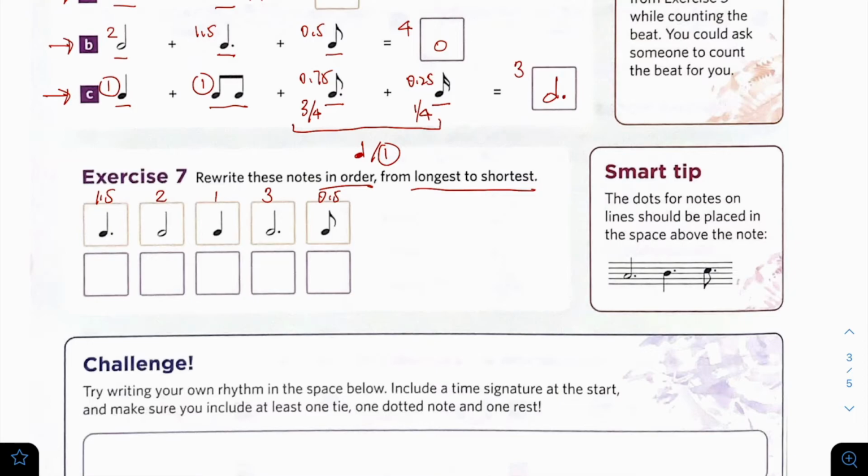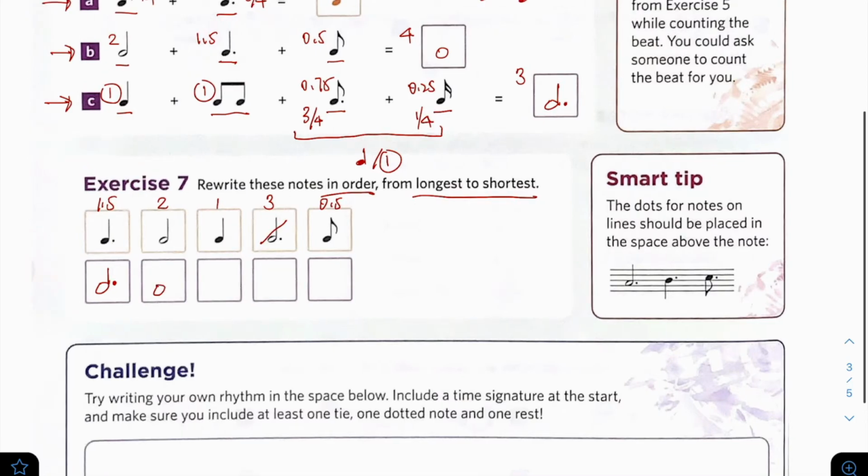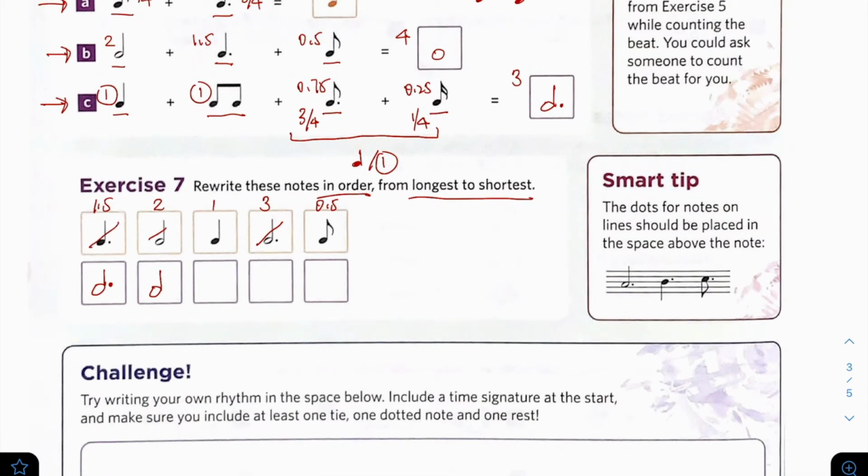So now it's very easy to reorder them from the longest to the shortest. So the longest one would be dotted minim, followed by a minim, then a dotted crotchet, crotchet, and quaver.